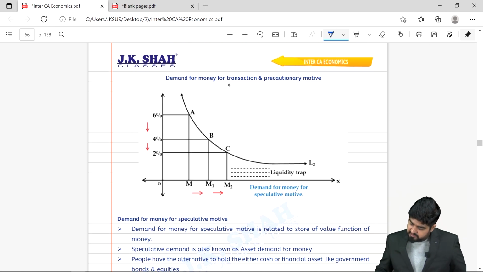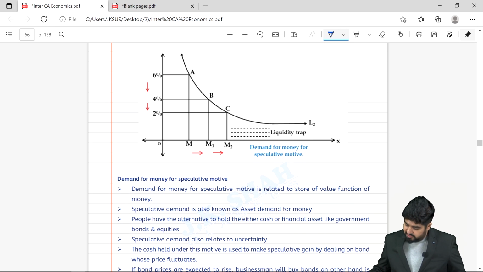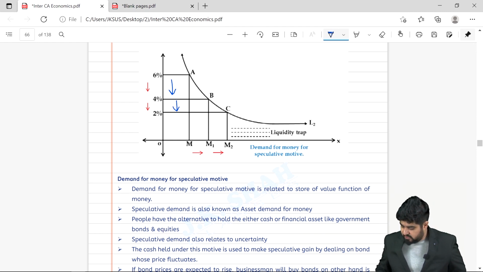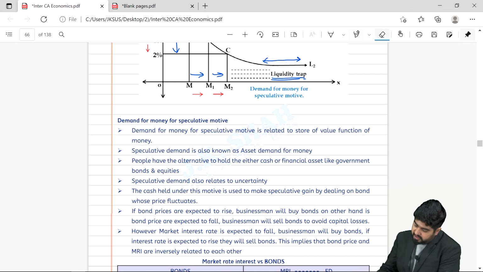However, when we talk about the speculative motive, if the rate of interest goes on decreasing, the liquidity preference will go on increasing, and then our economy will enter into a trap which is called a liquidity trap. So demand for money for the speculative motive is related to what? The store of value function of money.